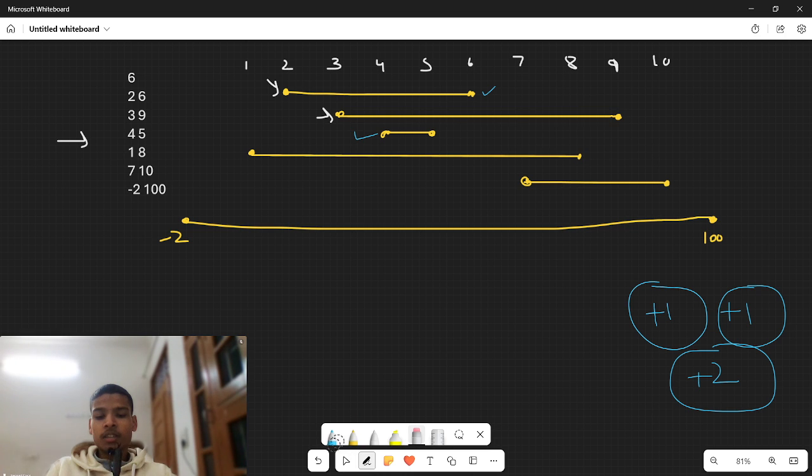My next number is this. With how many numbers will this make a handshake? Tell me whether there are any intervals which are coming in this. I think none of them is coming. So the answer for this is 0 also.